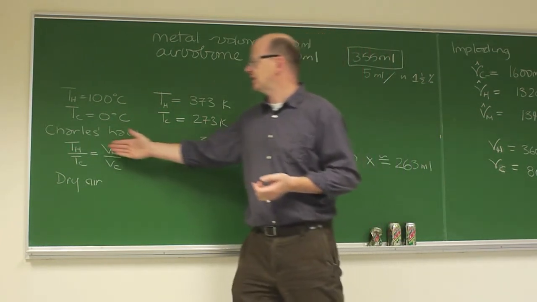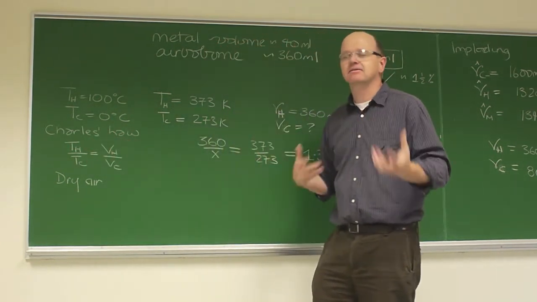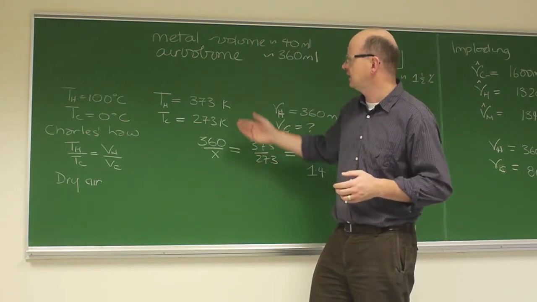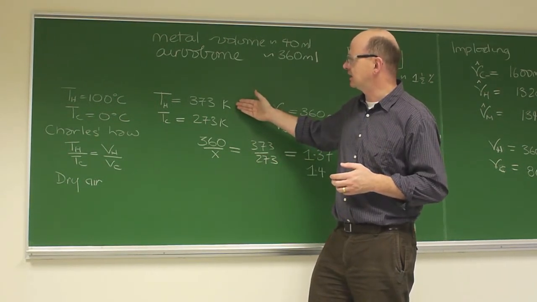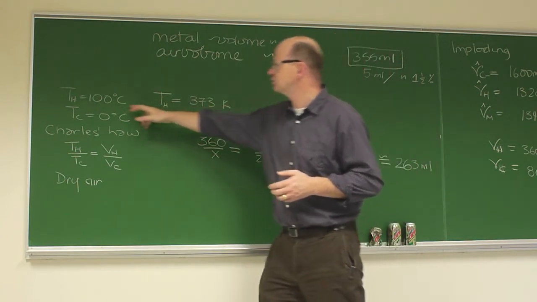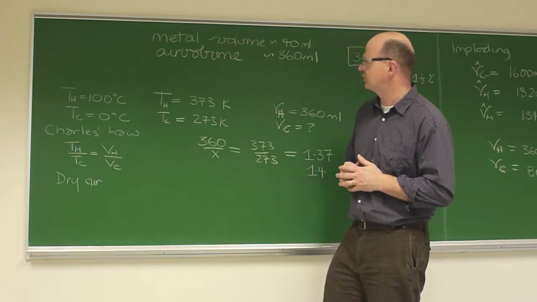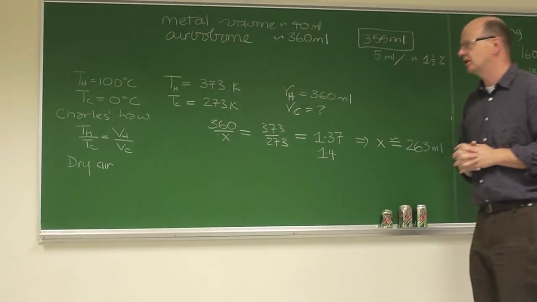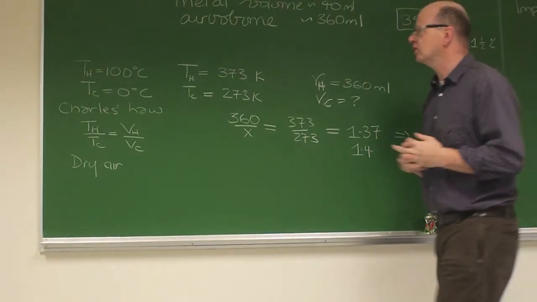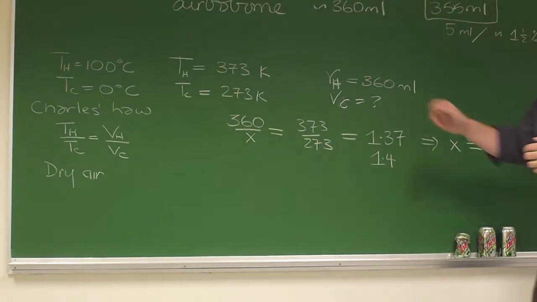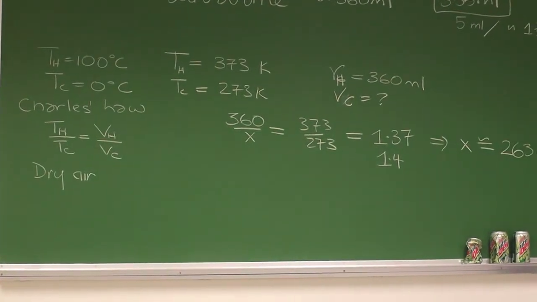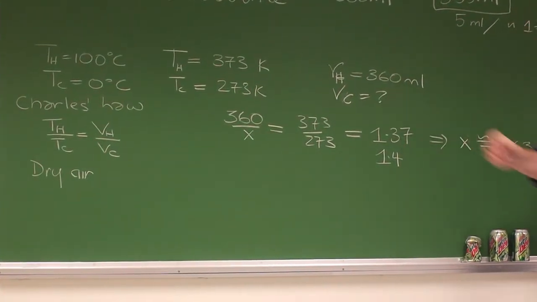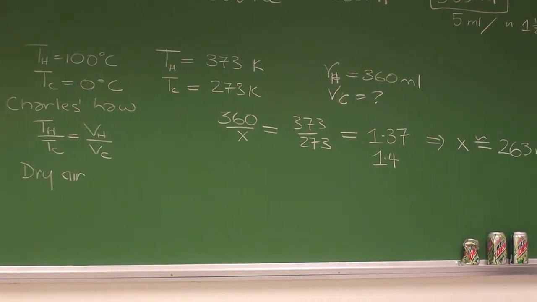The temperature scale used by Charles is not the Celsius or Fahrenheit scale, it's the Kelvin scale, so that the temperature at 100 degrees Celsius becomes 373 Kelvin, and the temperature at 0 degrees Celsius becomes 273 Kelvin. And we're going to look at a pop can that has a volume of about 360 milliliters and try and predict what its volume is when we cool it.